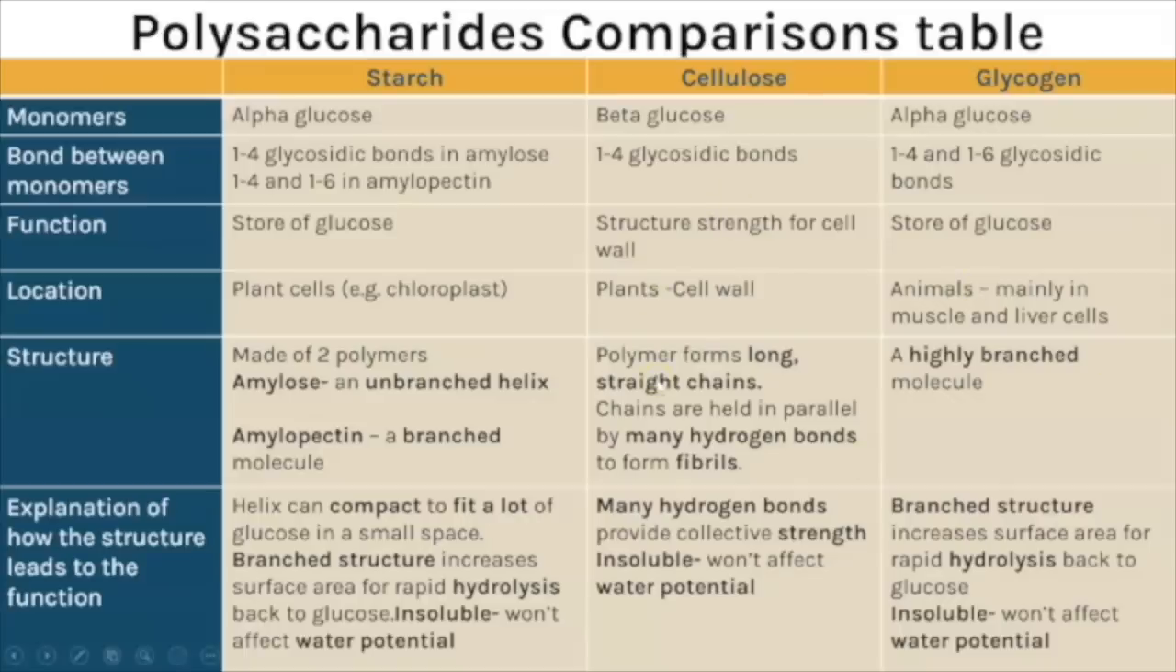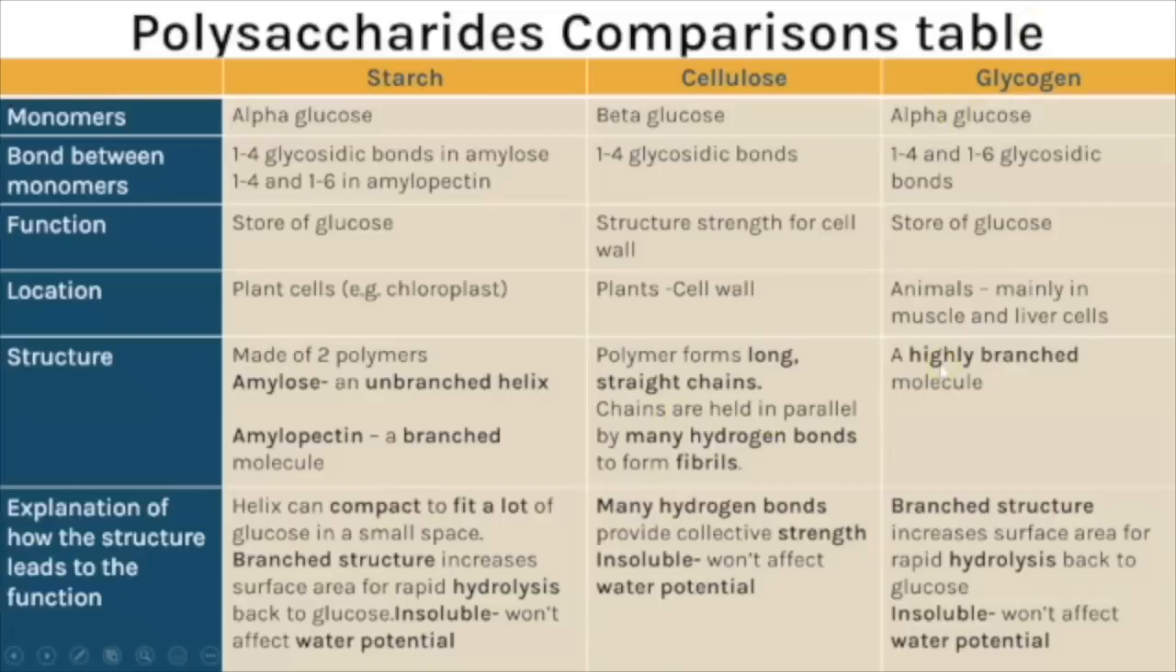Cellulose has got a very different structure, and this is because it only contains 1 to 4 glycosidic bonds. So the polymer forms long straight chains. Now those chains line up in parallel next to each other and hydrogen bonds join them together. And we call that structure a fibril. Because there are so many hydrogen bonds holding these chains together, collectively they provide a lot of strength. And that is why cellulose is a very strong molecule. It's the large quantity of hydrogen bonds.